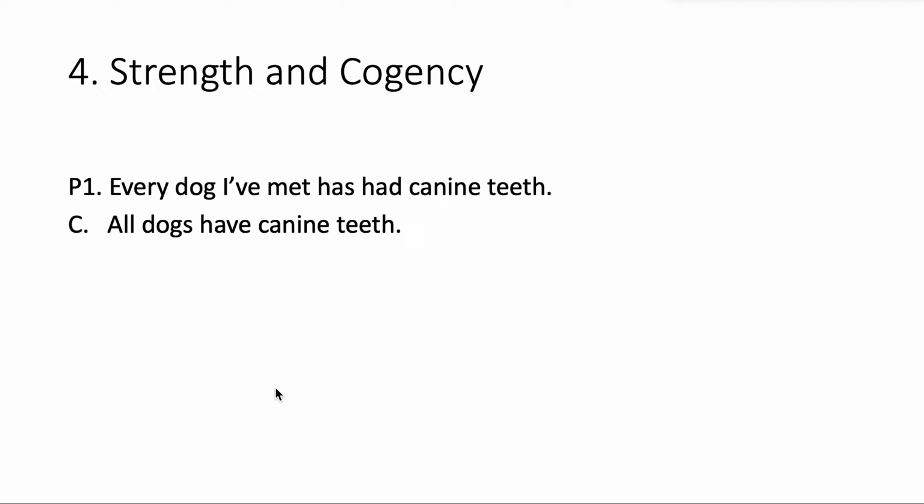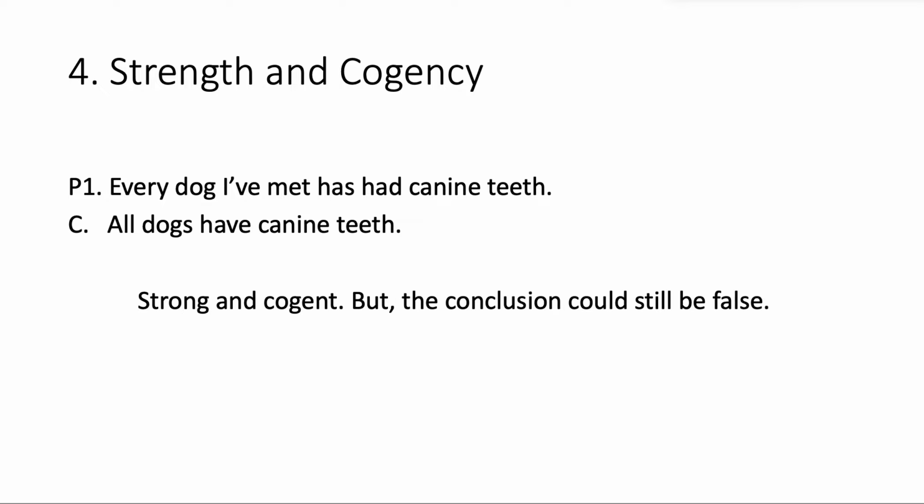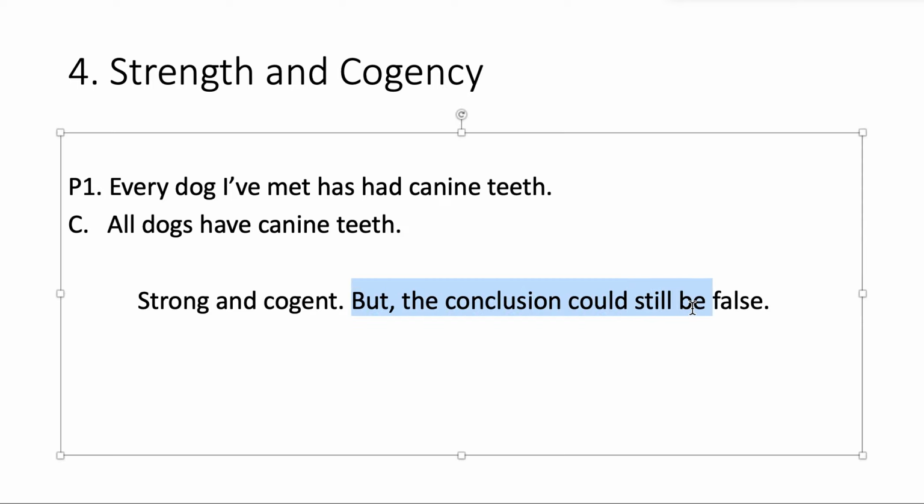Here's another one. Every dog I've met has had canine teeth. Conclusion, all dogs have canine teeth. Again, that's a pretty strong argument, and I'm going to tell you it is cogent because premise 1 is true. Every dog I've met has had canine teeth, as far as I know. So this argument is strong and cogent. But note that the conclusion could still be false. It's not impossible for me to come across a dog that doesn't have canine teeth, okay? Maybe it's lost all of its teeth. Maybe it just had a genetic anomaly or something and doesn't have canine teeth.